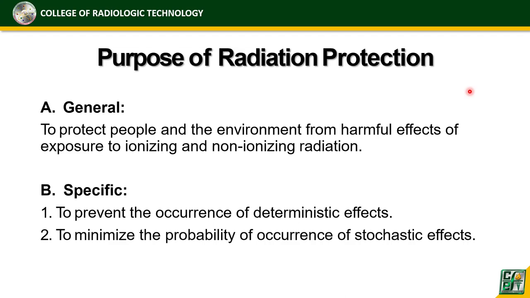Okay, so number one, to prevent occurrence of deterministic effects. Okay, then number two, to minimize the probability of the occurrence of stochastic effects. Okay. So, di ba? Probability of occurrence of stochastic effects. Bakit probability? Because it is not yet certain. So, it can happen or it cannot, it may not happen. Okay?